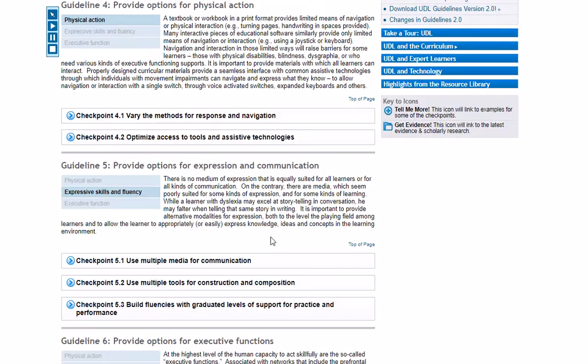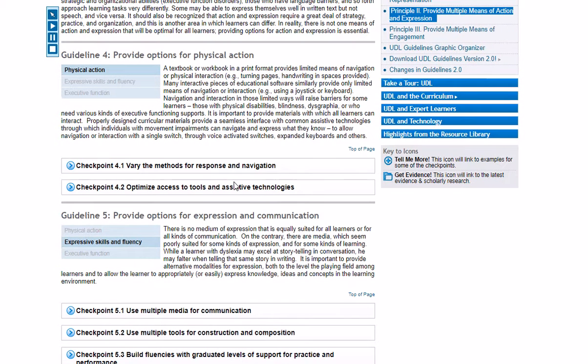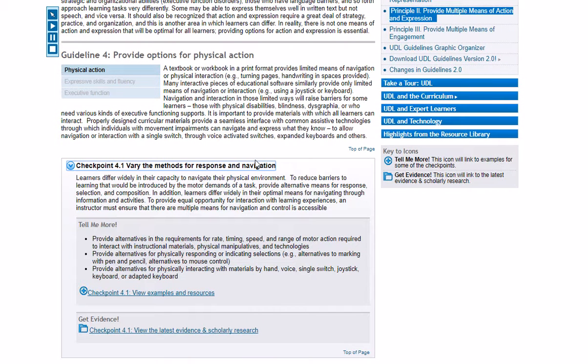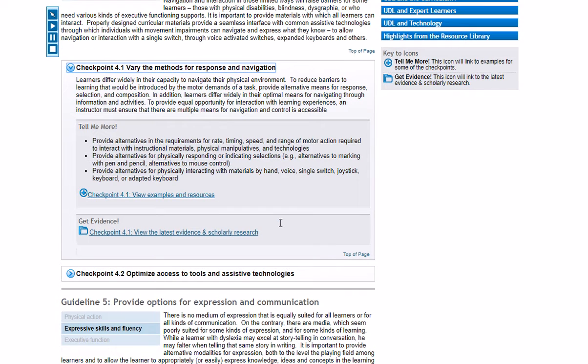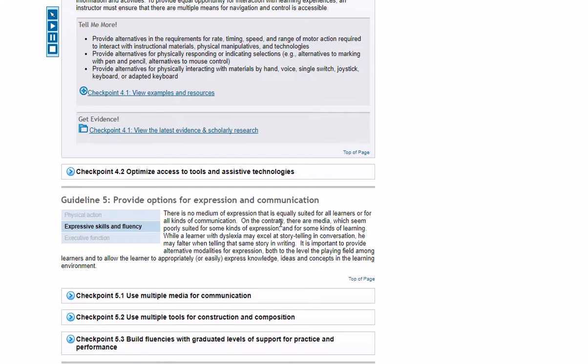Looking at multiple means of action and expression to vary the methods for response and navigation. So to allow differences for timings, provide alternates for physically responding for students that might have difficulty in that way, and for how to interact with materials. So some students may have some sort of mobility issue or difficulty using a keyboard, so we need to make sure that what we're doing has support for that.